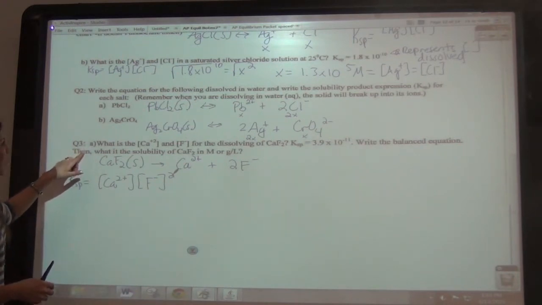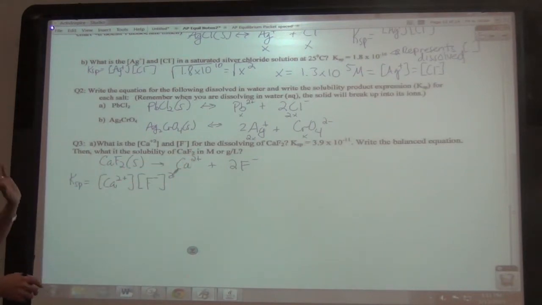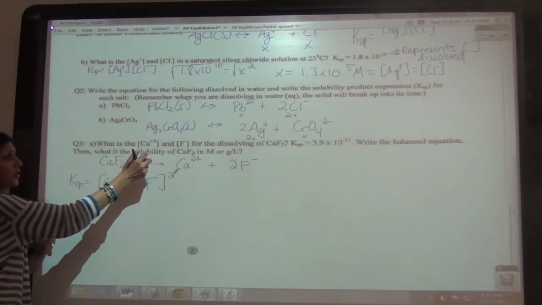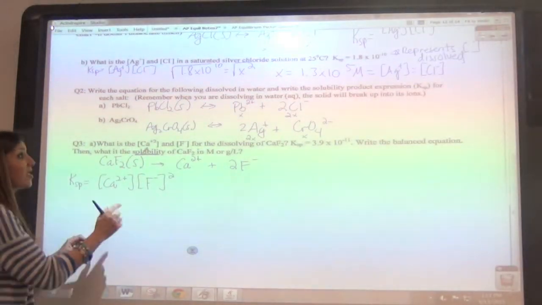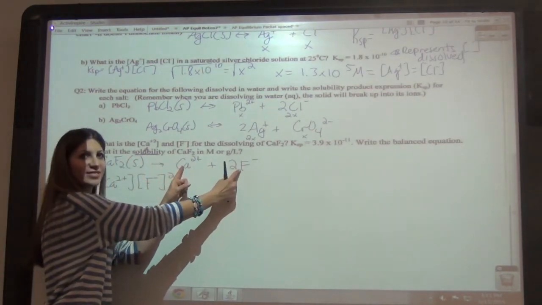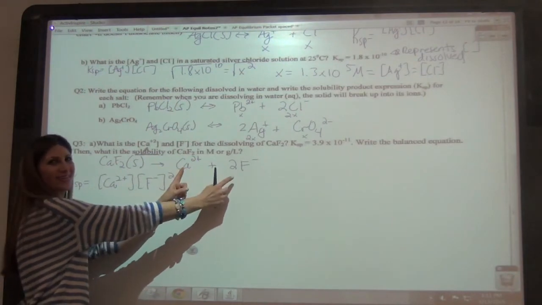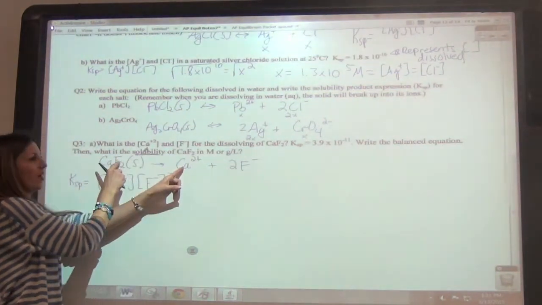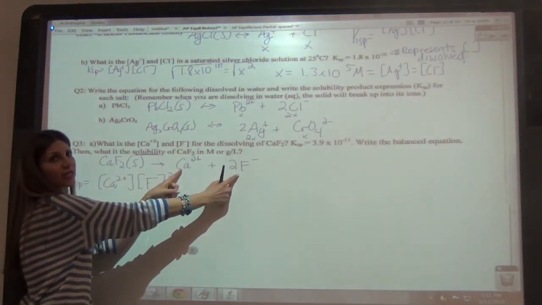So it says, write the balanced equation, then what's the solubility of CaF2 in molarity or grams per liter? So they're giving us our Ksp, which means that's not what we're looking for. What are they asking us for? Solubility. They want to know how much of it does what? Dissolves. They want to know how much of this stuff dissolves. Well, if you figure out how much of this there is, then that's the same amount that dissolved, but which one would you have to use? It's a trick question. Not really, kind of. If I want to know how much of this one dissolved, then which one of these should I use?